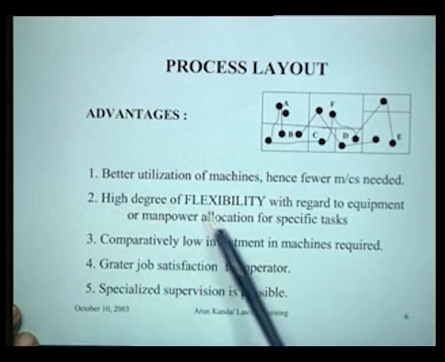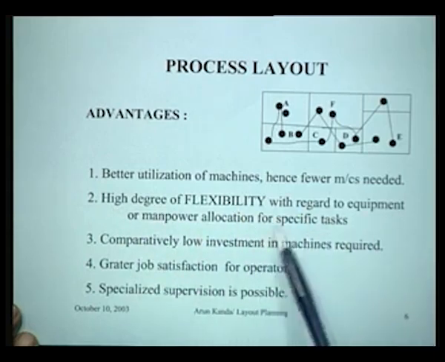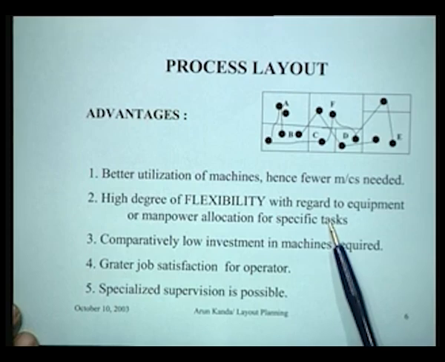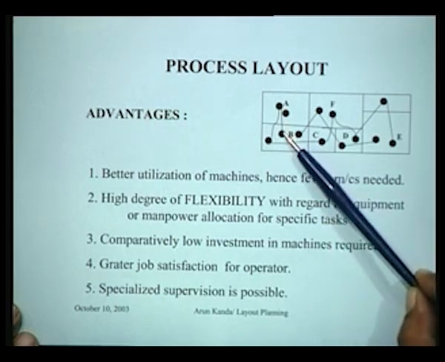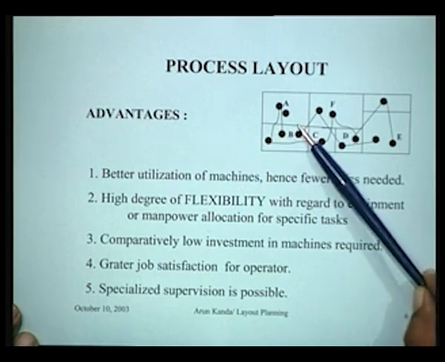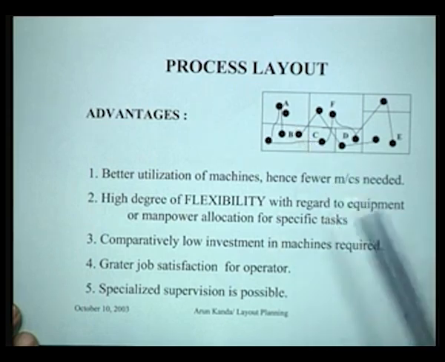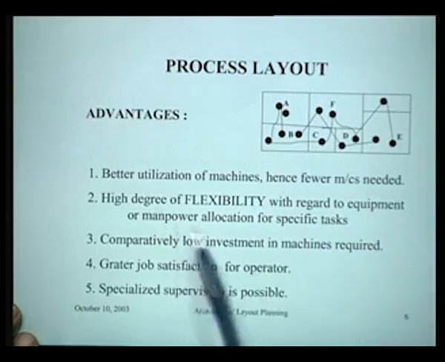There is a high degree of flexibility with regard to equipment or manpower allocation for specific tasks. What does this mean? If a job comes to a department of the milling machines, there is often a choice. It can be put on either machine 1 or machine 2 or machine 3 because they are all capable of doing the operation, and it can be given to different operators depending upon their skills. So you have this flexibility with regard to both equipment and manpower allocation for specific tasks.